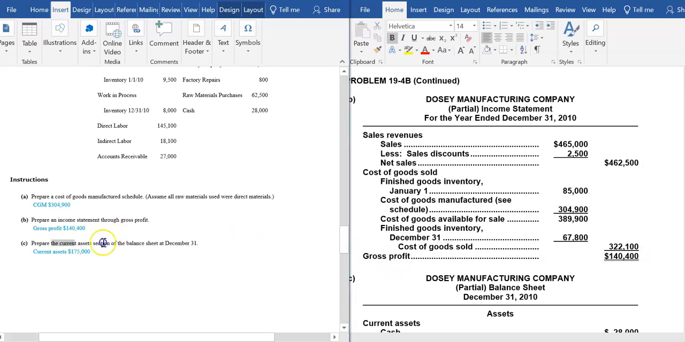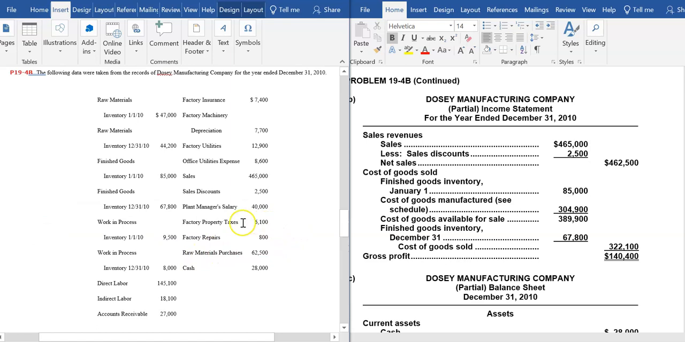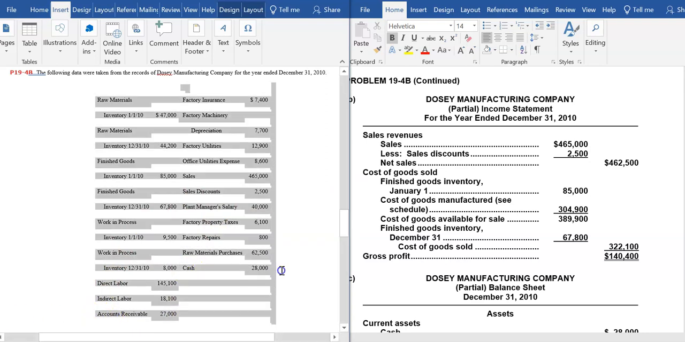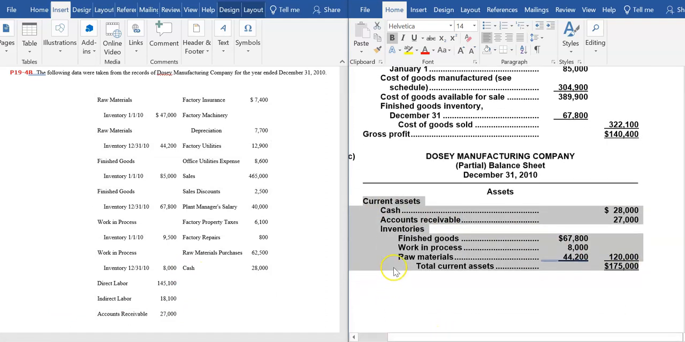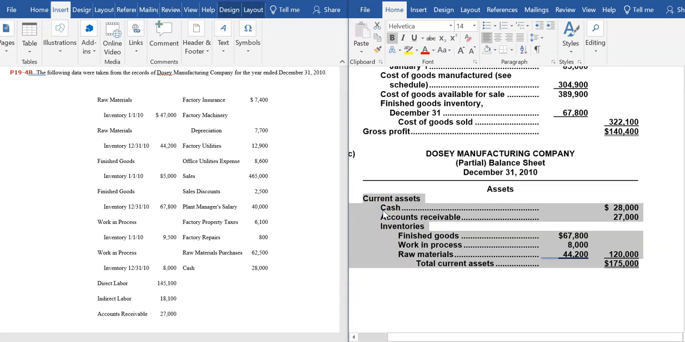The very last thing that this problem wanted us to do is to prepare the current assets section of the balance sheet. In addition to the inventory accounts, the other current assets are accounts receivable and cash. Really what this problem is trying to show you is that, just like in your prior financial accounting course, cash and accounts receivable are current assets, or in other words, assets that will be used up within the next year. And inventories are also considered current.